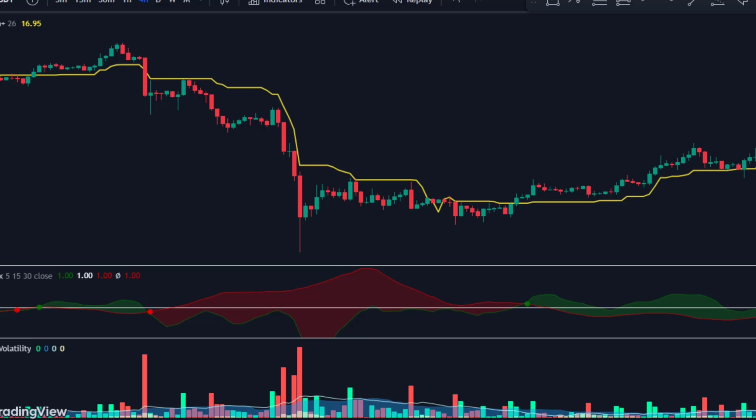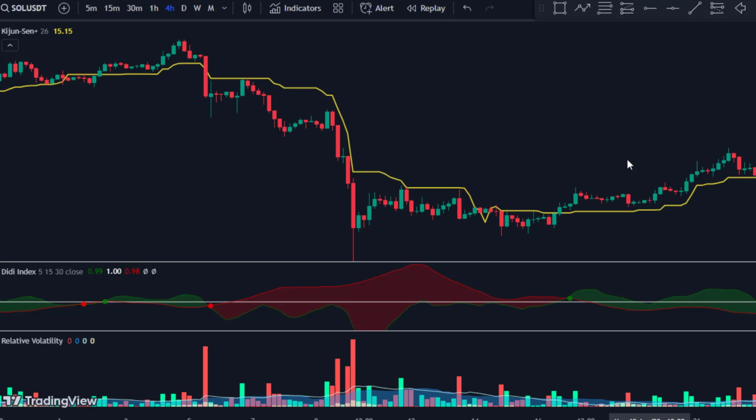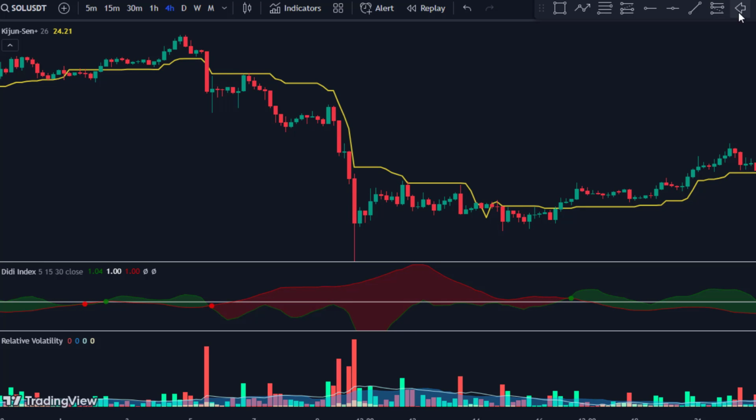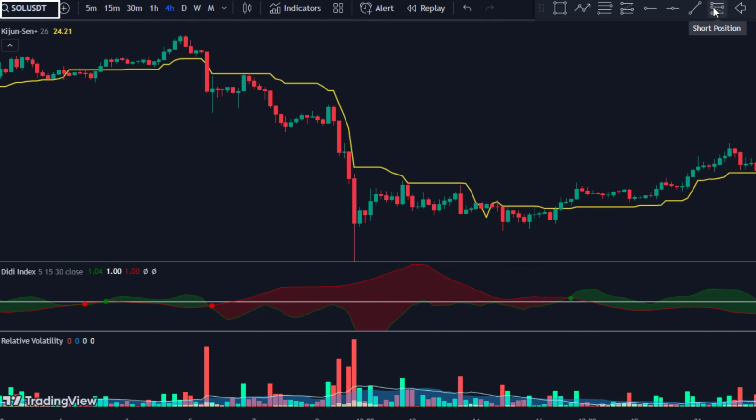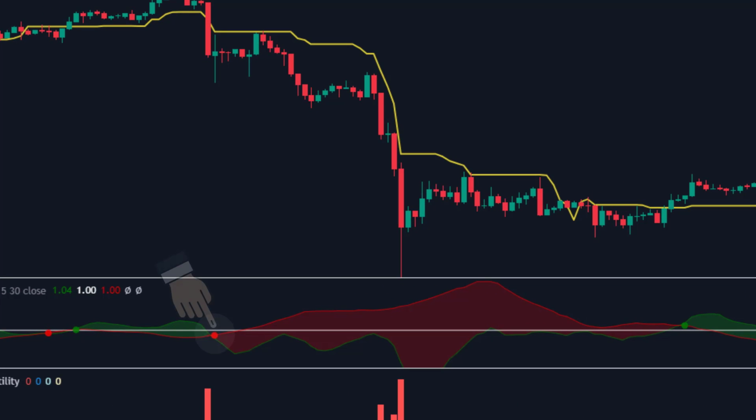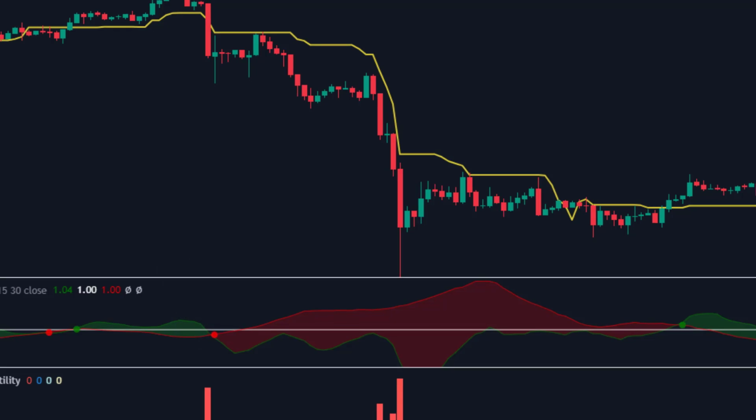On understanding how all the indicators work, let's see an example of how we can enter a trade using them. Here is Soluna USDT on 4 hours time frame. Seeing that the fast line, which is the green line of the Diddy index, has crossed under the white line and also has diverged the slow line, which is the red line, and it has printed a red point, and also that the line is expanding.